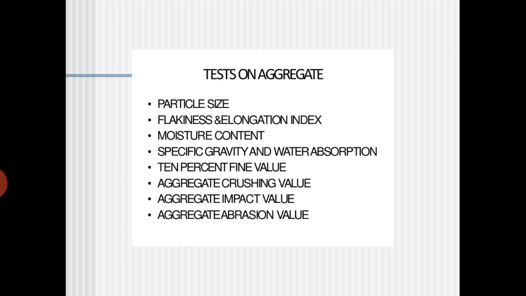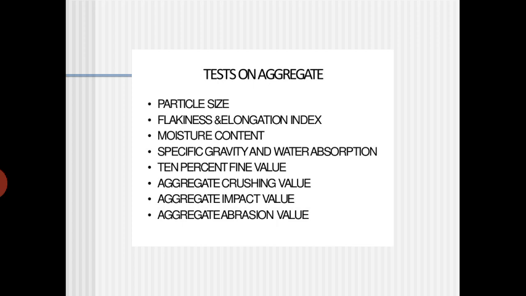Normally the tests we conduct on the aggregate are: the first is particle size, the second is flakiness and elongation index, the third is moisture content, the fourth is specific gravity and water absorption ratio, or it is only water absorption. Normally the moisture content and the water absorption are interlinked, which we'll discuss later. Then the fineness test, or we can call it the 10% fine value. Normally this fineness test is similar to the cement fineness test. It is a similar kind of test, with slight variation, but the concept of conducting the test is the same.